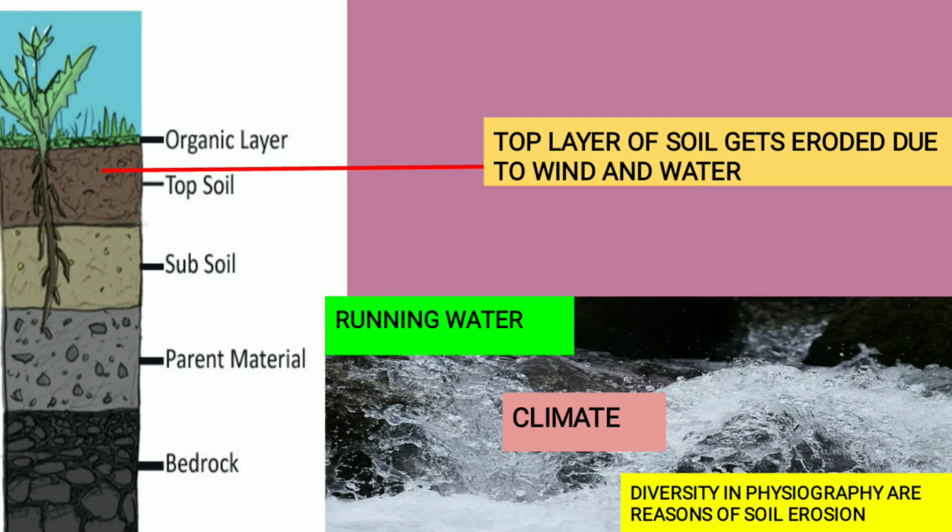So which are the factors? Running water, it can be your climate, or diversity in physiography. Now what is diversity? Difference in physiography. Now what is physiography? It means the physical setup of that particular area. It can be in the form of a mountain, plateaus, plains, anything.